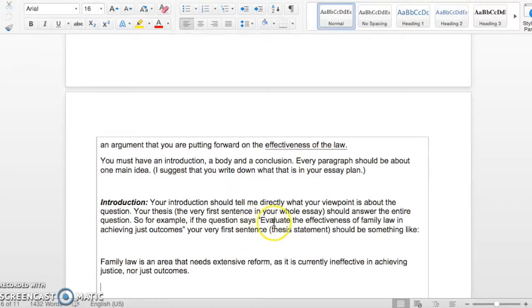If the question says evaluate the effectiveness of family law in achieving just outcomes, your very first sentence, which is called your thesis statement, should be something like family law is an area that needs extensive reform as it is currently ineffective in achieving justice or just outcomes. Can you see how I've answered that? I've used the same wording, always try to use the same wording of the question, turn it into a sentence that basically sums up your entire essay. If you can do that successfully, then you've effectively and successfully created the thesis statement.